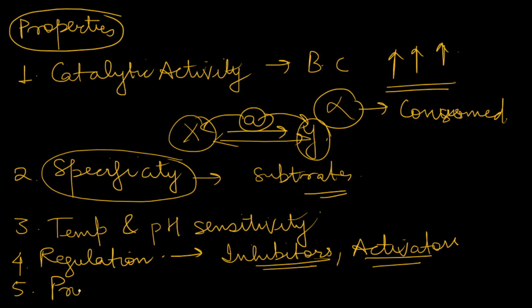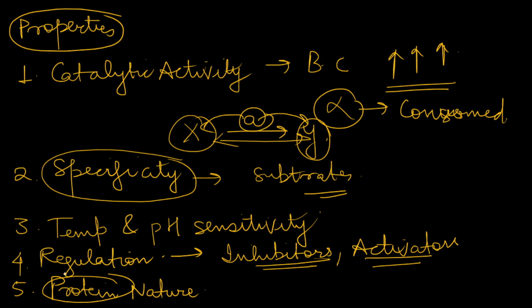Protein nature, we all know that enzymes are proteins, and their structure is generally primary, secondary, tertiary, and quaternary, all on the basis of the proteins present in them. So it is of protein nature. So I think these are the 5 properties of enzymes.